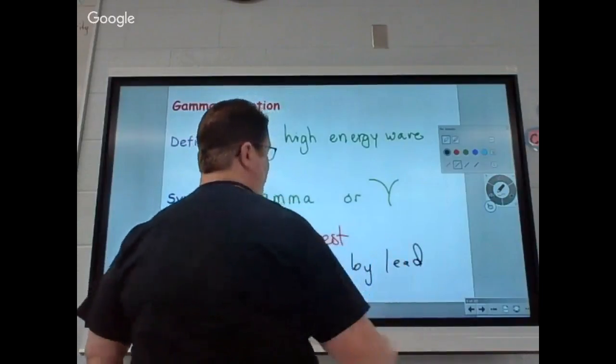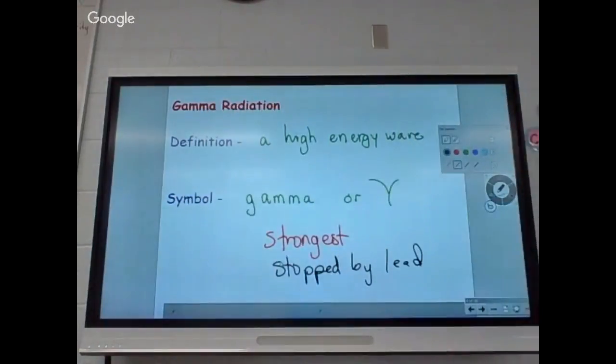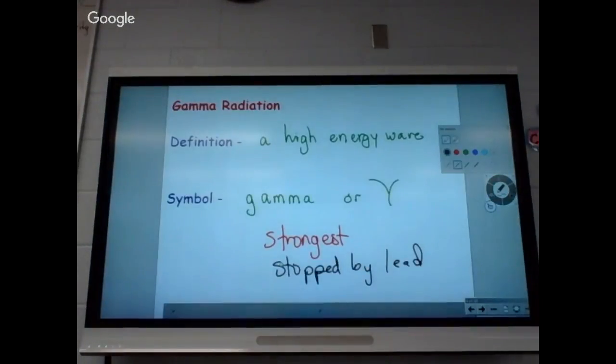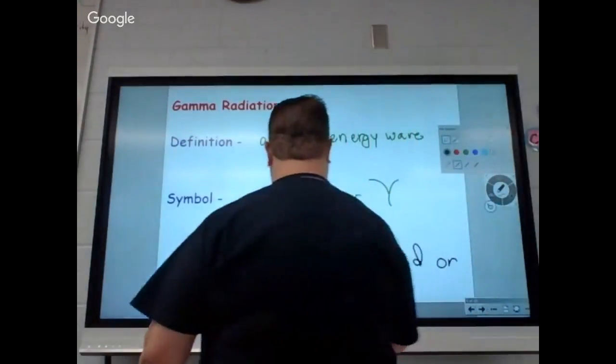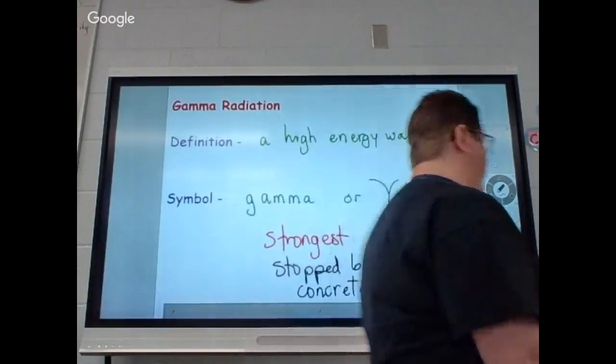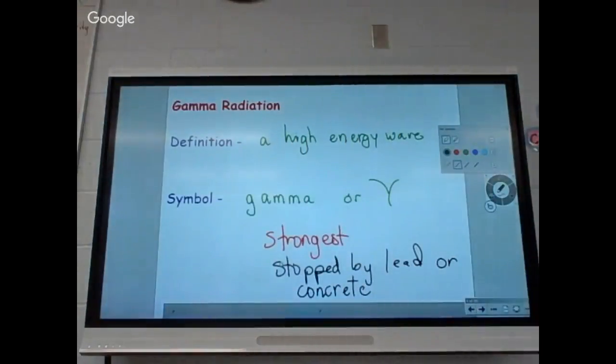If you've had x-rays at a dentist, they've put a lead vest on you. Where does the dental assistant go? They're still on the outside, because they're behind the what? What's in the wall? Lead. Probably not, cement. Wood. Okay, you can stop gamma radiation by lead or concrete.